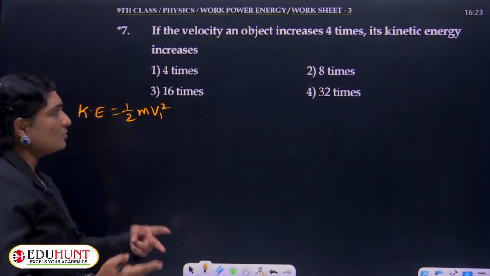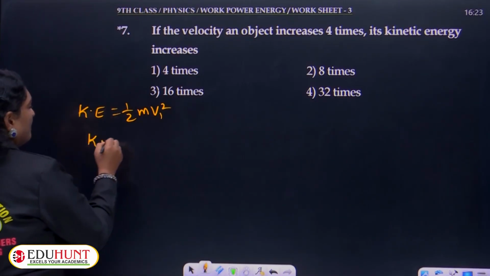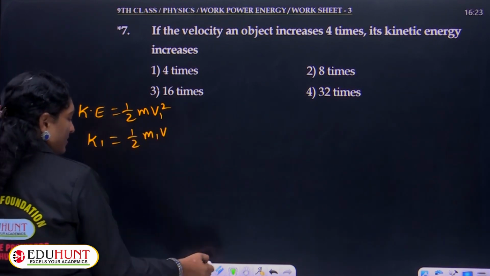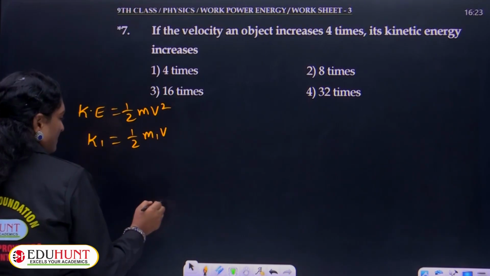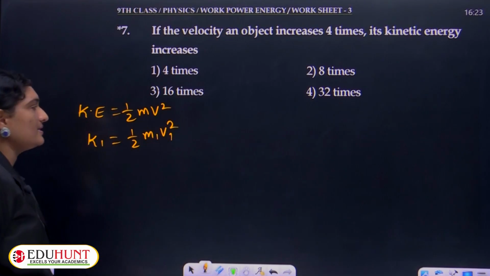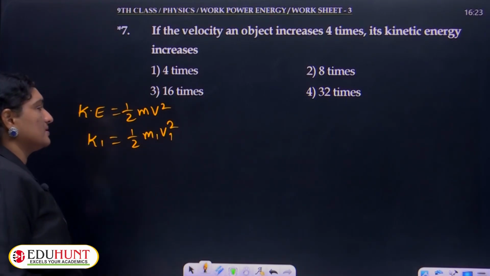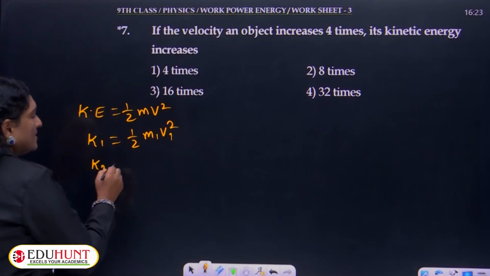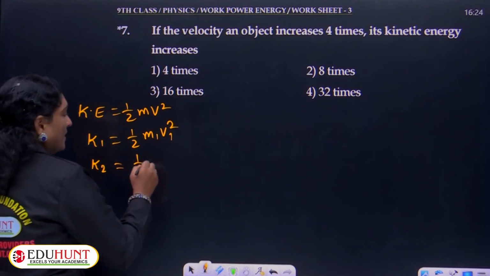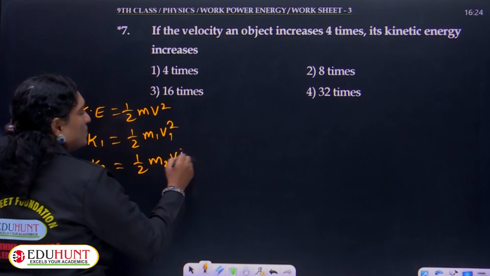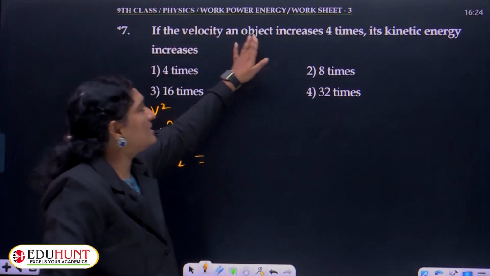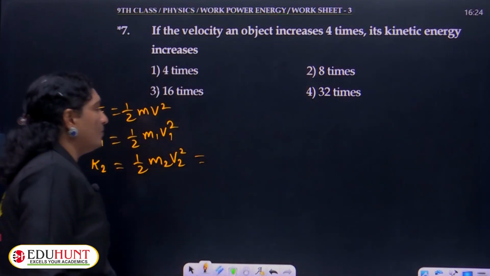So we have to compare two different conditions. First one, let us take it as K1, where mass is m1 and velocity is V1. So initial kinetic energy K1 equals half m1 v1 square. Similarly, the new kinetic energy, let us represent with K2, which equals half m2 v2 square. But what happens? Velocity of the object increased by 4 times.